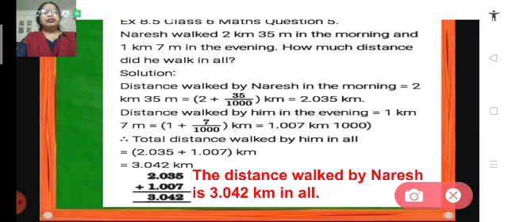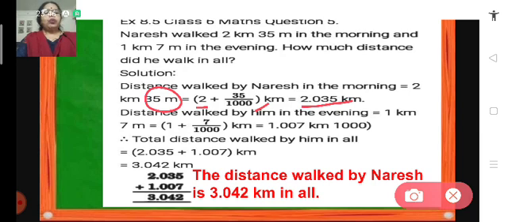So we convert this into kilometers. How? We will write 2 as it is in kilometers, then 35 meters we will convert into kilometers. This we do by dividing 35 by 1000. So what do we get? We get 0.035 kilometers, isn't it? Adding these two we get 2.035 kilometers. Now, the distance walked by him in the evening is 1 kilometer 7 meters.